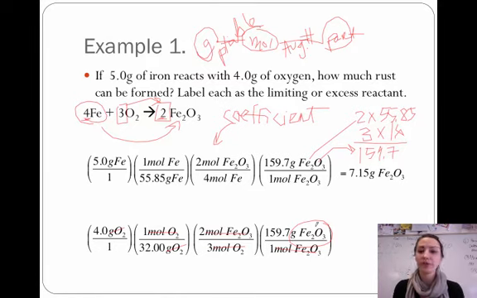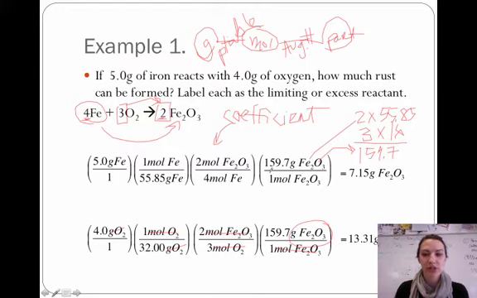4 times 2 times 159.5 divided by 32 divided by 3. Put it in your calculator. You should get 13.31 grams of rust. Okay? So now we need to decide, once we've done this math for both of them, which one is our limiting reactant. Well, 5 grams of iron can produce about 7 grams of rust.